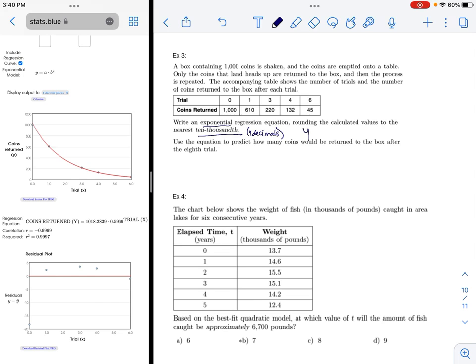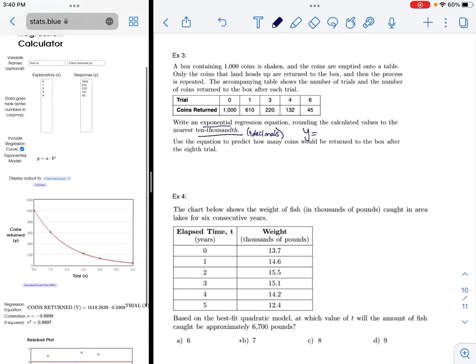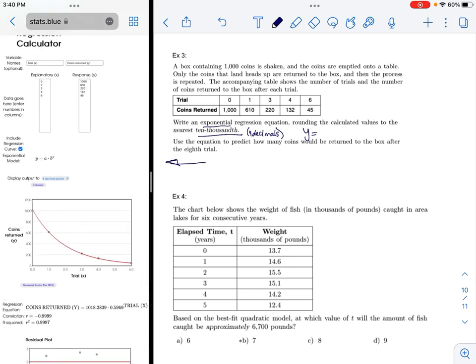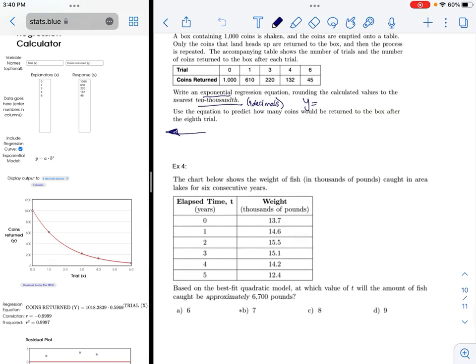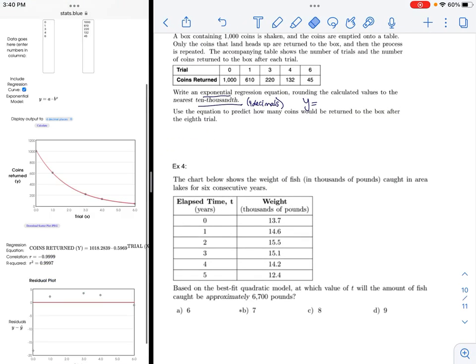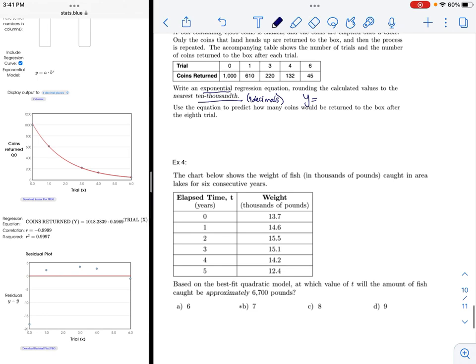So our coins returned is Y. So Y is equal to, and if you're not sure what the form should look like, it's up here, the exponential model. Y equals A times B to the X. That is what this looks like. So Y equals 1,018.2839 times 0.5969, and then this is to the x power. Different than linear, to the power of x.